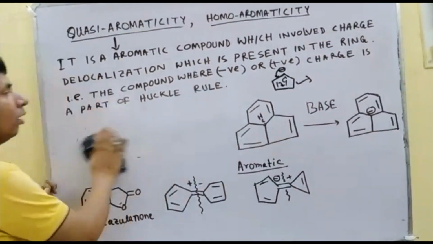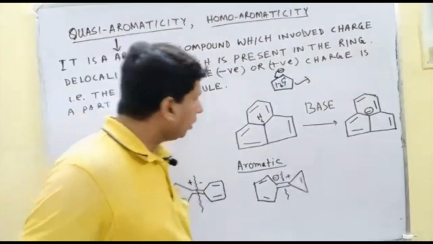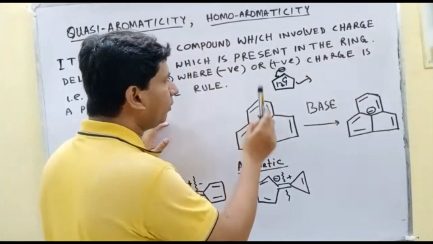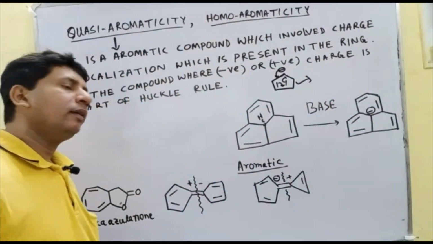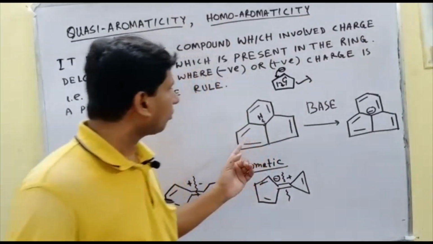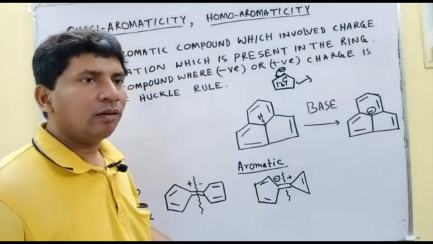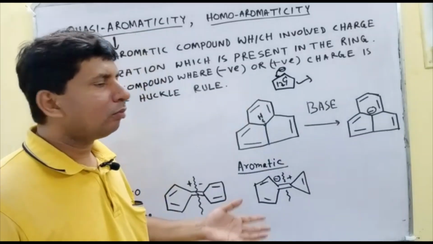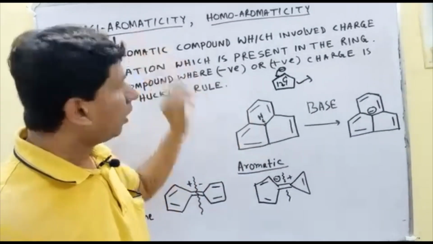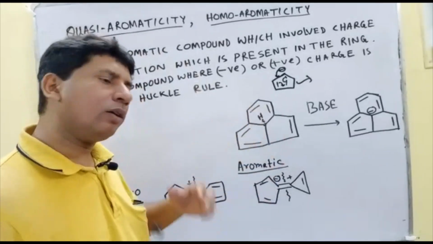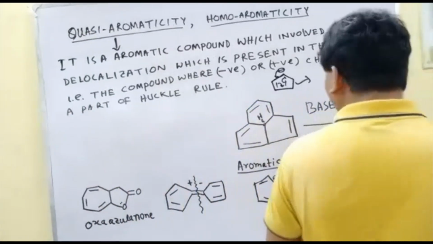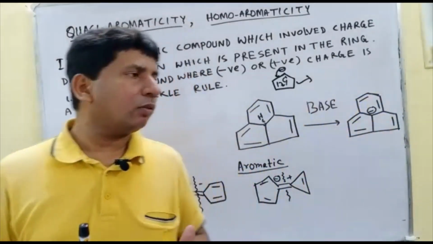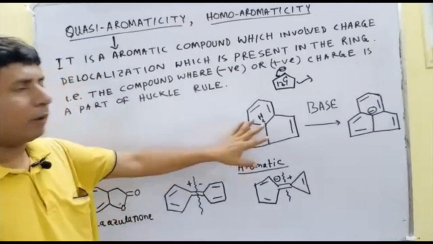Now, what about this? This compound contains 1, 2, 3, 4, 5, that means 5 into 2, 10 pi electrons, so it maintains Huckel rule, no problem, but it is not quasi aromaticity, it is a direct aromatic compound because it maintains the Huckel rule. And this is a cyclic alternating double bond system, maintains 4n plus 2 pi electrons, okay, no problem.